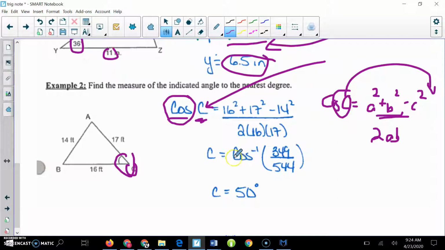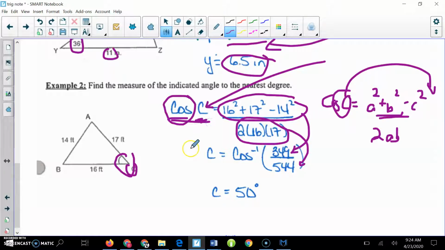So in this one, I would do it a little differently. When you do this in your calculator, I would figure out what the top is, and that's 349. And then figure out what the bottom is, and that's 544. And then here, that's going to get you cos C is this number. And remember, whenever you want to find an angle, you have to hit that second function button. So you have to get the inverse cos. So get 349 divided by 544, second function cos.